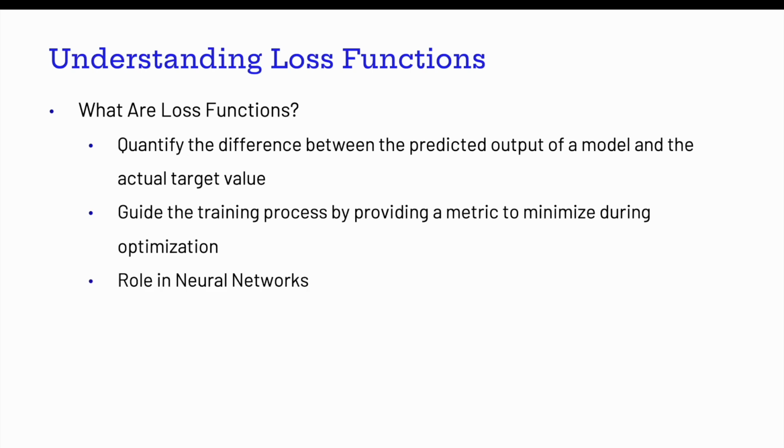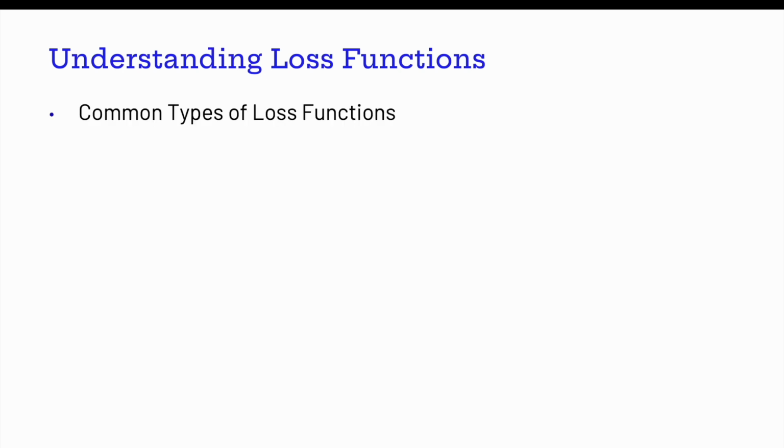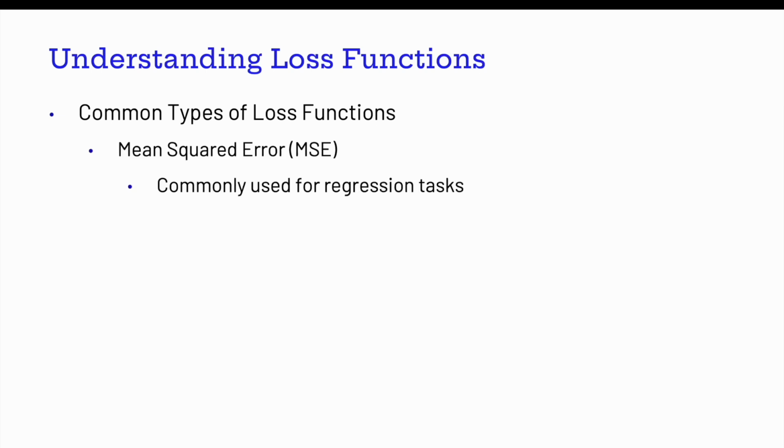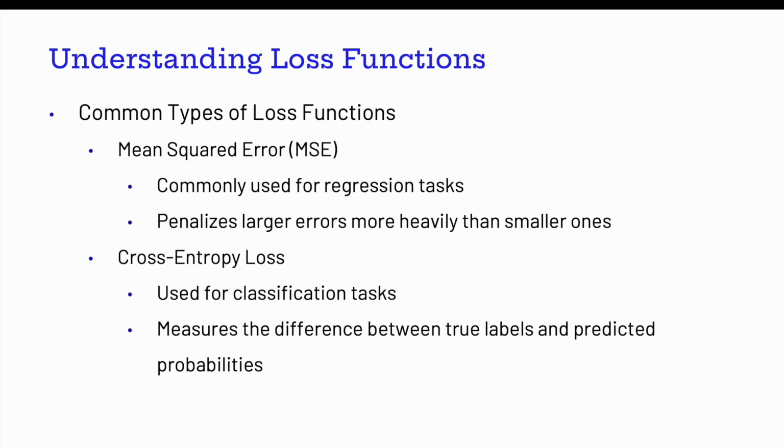What is their role in neural networks? First is error measurement. They evaluate the accuracy of predictions, and they also give feedback for optimization, where they provide gradients for weight updates via backpropagation. Now let's look at some of the common types of loss functions. We have mean squared error, MSE, commonly used for regression tasks, and it penalizes larger errors more heavily than the smaller ones. Then we have cross entropy loss, which is used for classification tasks, and it measures the difference between true labels and the predicted probabilities.